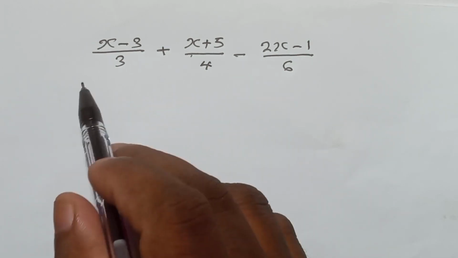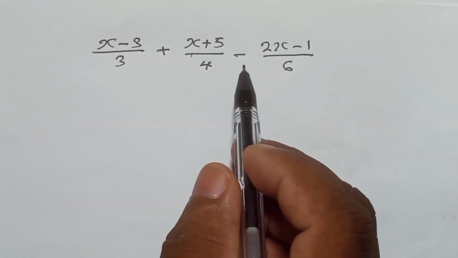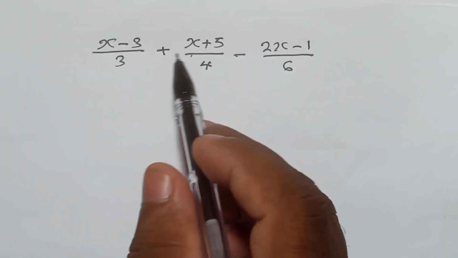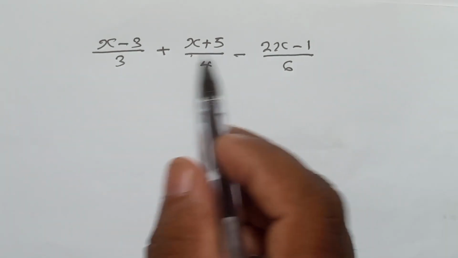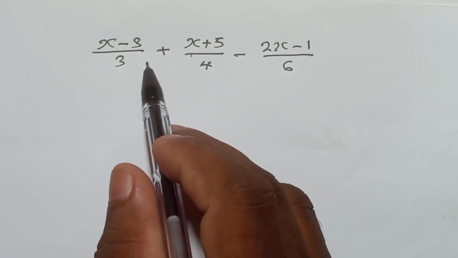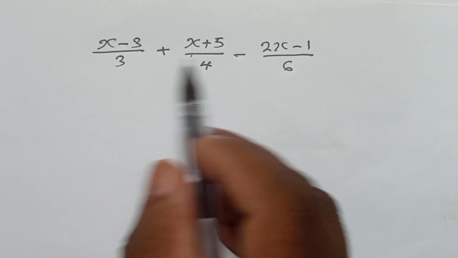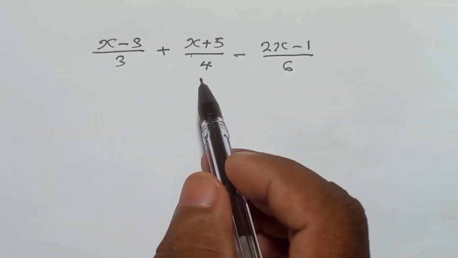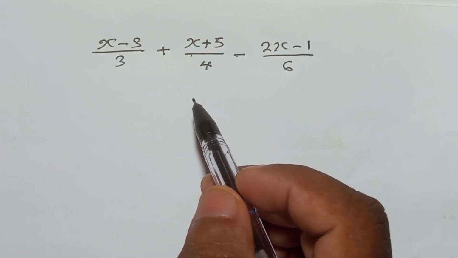Now here we have plus and minus, right? That means we need to make the same denominator. If it is multiplication, we do something else, and if it is division, something else again. So if these are plus and minus, you have to make the same denominator and then you can simplify. They ask to simplify this one, right?